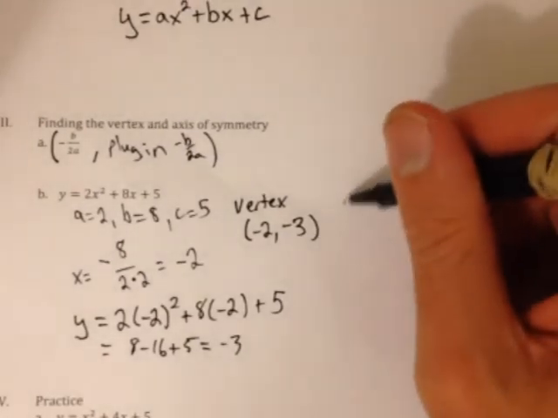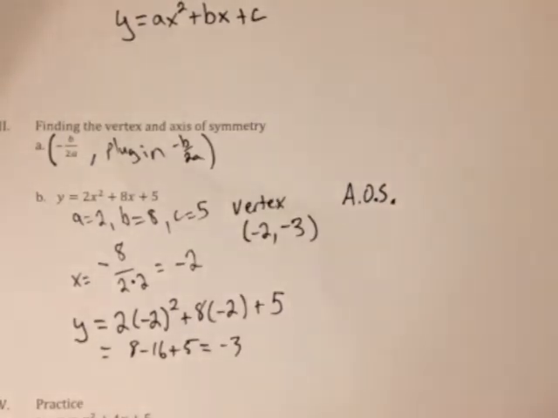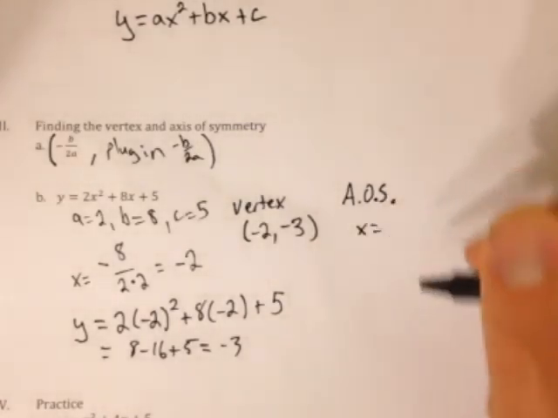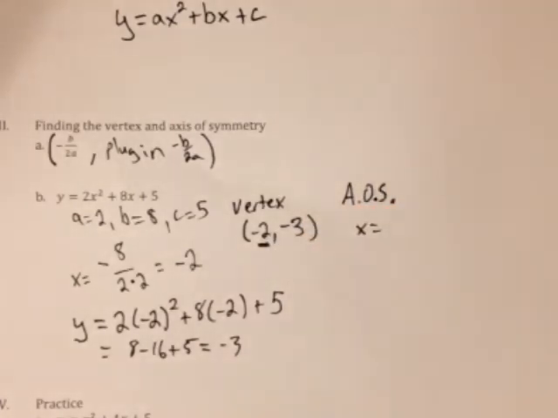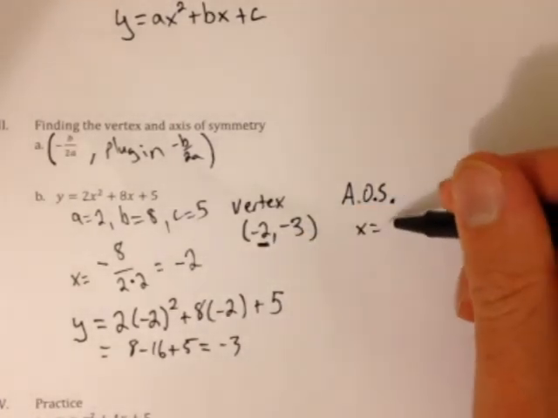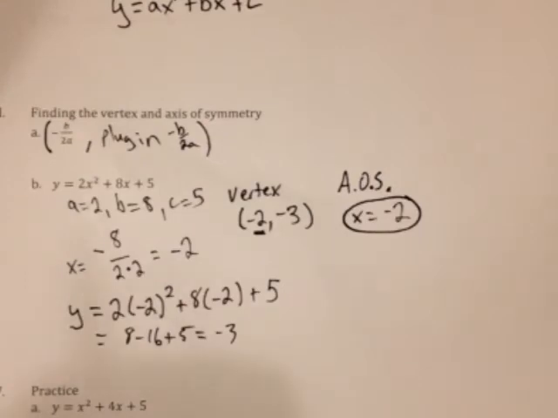My axis of symmetry is a vertical line that goes through the vertex. Vertical lines are described by x equals and then just a number, and we know the x value that it goes through. It's the same as the x value of the vertex. So x equals negative 2 is my axis of symmetry. So really a pretty simple process when we're in standard form. There's one thing you have to memorize: the x value of your vertex is negative b over 2a, and then you have to understand that once I have an x value, I plug back in to find a y value.